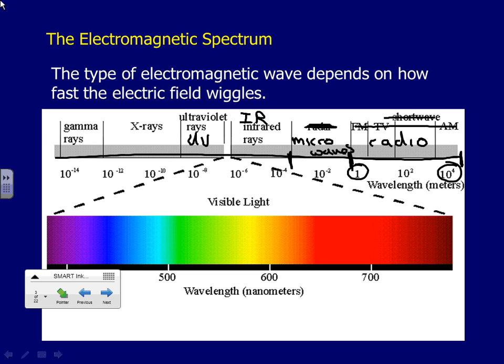Ultraviolet, 10 to the negative 8 meters. Okay? We're getting to some really small waves. That's phenomenally tiny. After UV, you can see there X-rays, 10 to the negative 10, 10 to the negative 12. X-rays are pretty self-explanatory. You go to the dentist, sometimes you get an X-ray. You break an arm, they give you an X-ray.